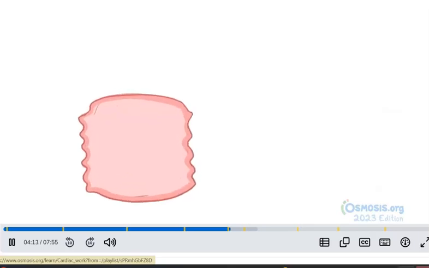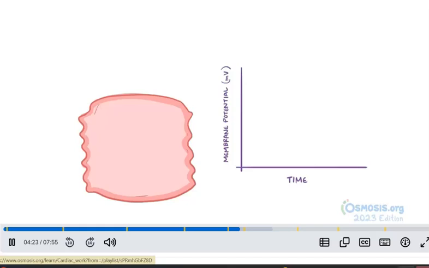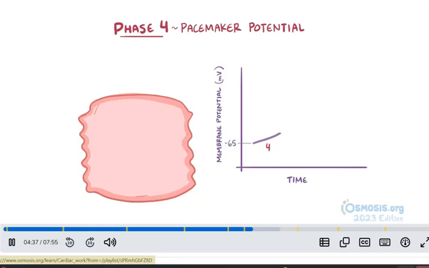Now let's focus on a single pacemaker cell going through a single action potential. The action potential of both pacemaker cells and myocytes are broken into 5 phases, often shown on a graph of membrane potential versus time. And we're actually going to start with phase 4. Phase 4 is the pacemaker potential phase, and it starts when the pacemaker cell is just sort of hanging out with an overall charge or membrane potential of negative 65 millivolts.